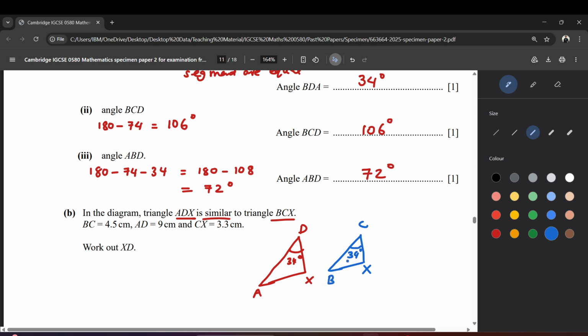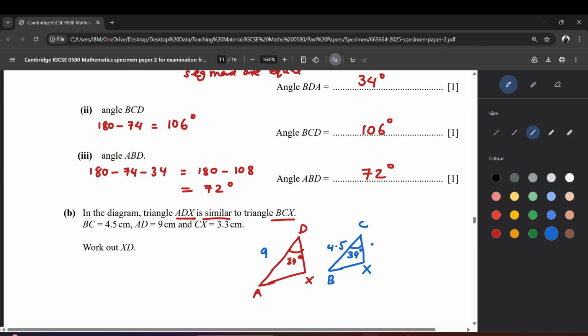Now that you have drawn this triangle, it is very easy, because all you have to do is label the dimensions. So BC is 4.5, this is 4.5, and AD, which is the corresponding length to this, is 9.